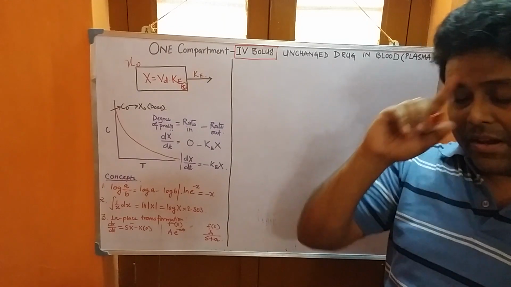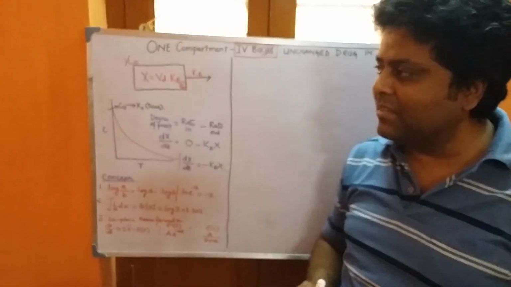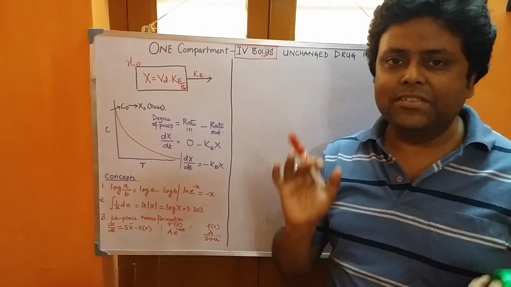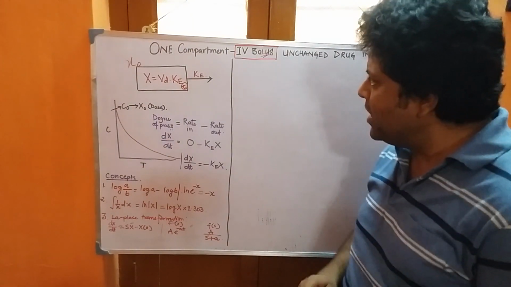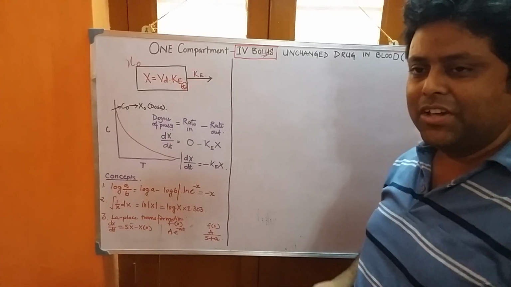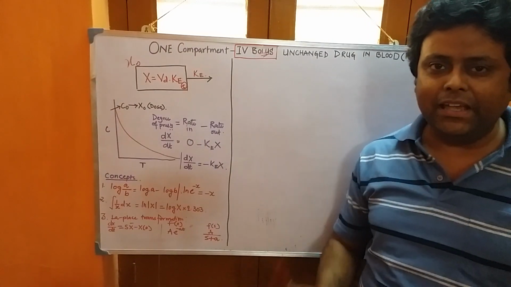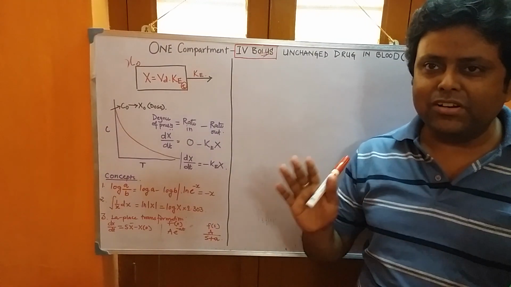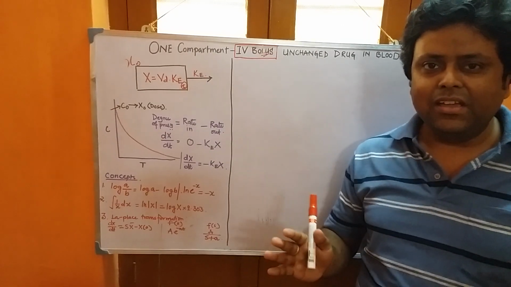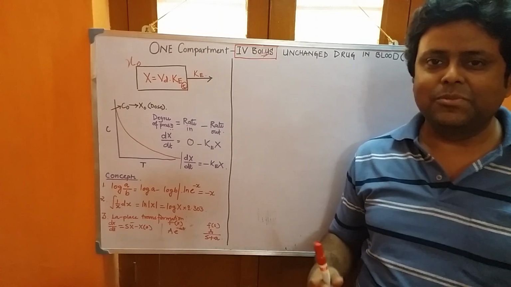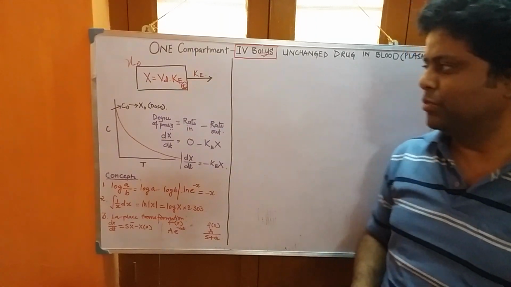Now when I say IV bolus, it means the drug is given in the form of injection. So when a drug is given in the form of injection, it shows an instant bioavailability. That is, if the drug is 100, it shows its maximum availability in the systemic circulation, that is, 100% availability in the systemic circulation.